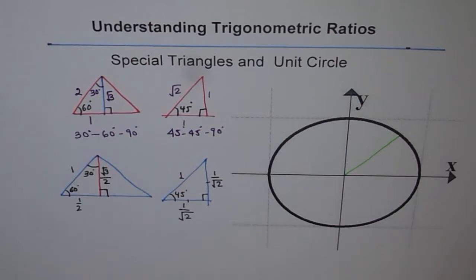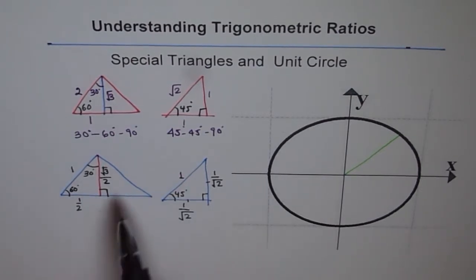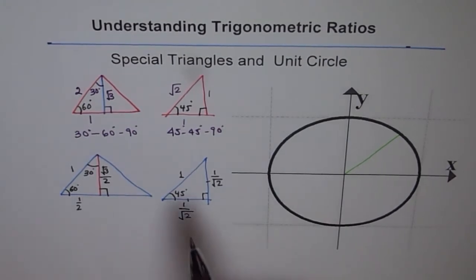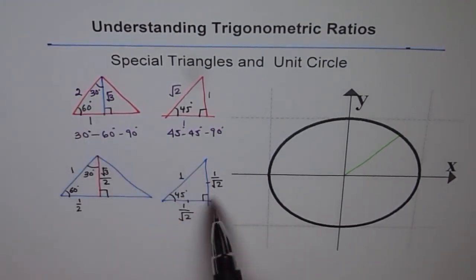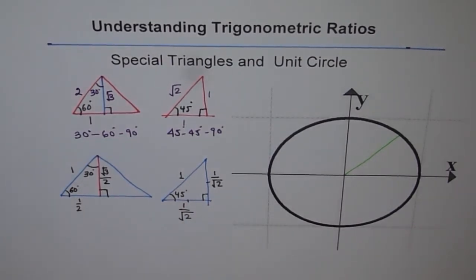Now, clearly you will see that the values are complicated, right? They are not whole numbers, but fractions with square roots and all. It becomes more complicated, but I think they are very useful.